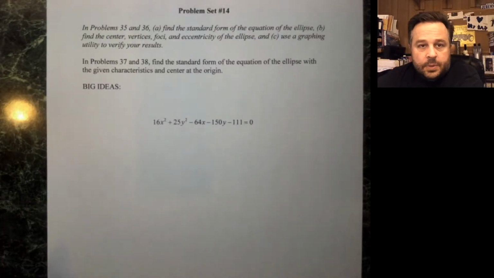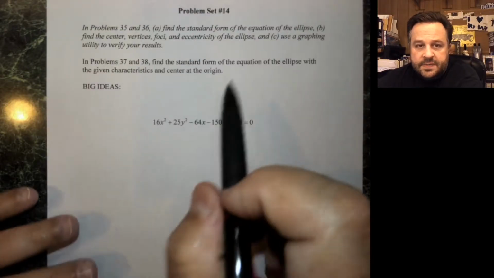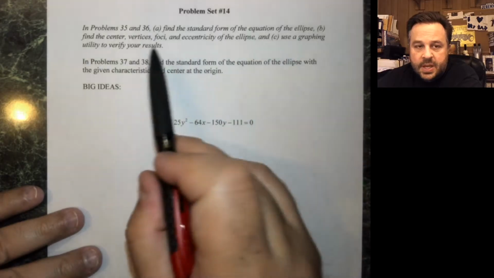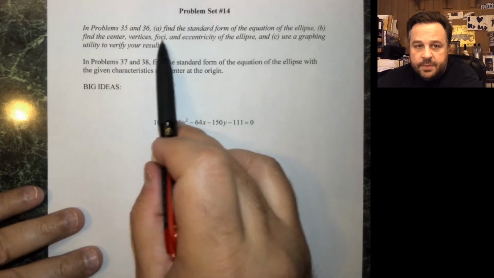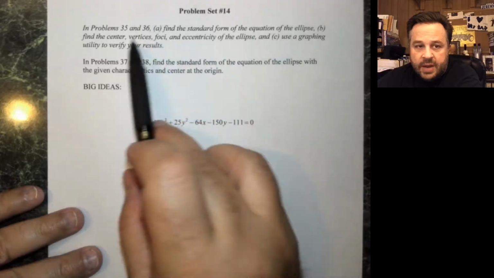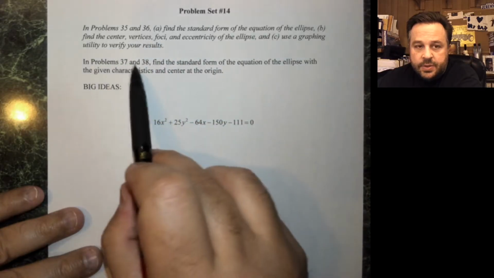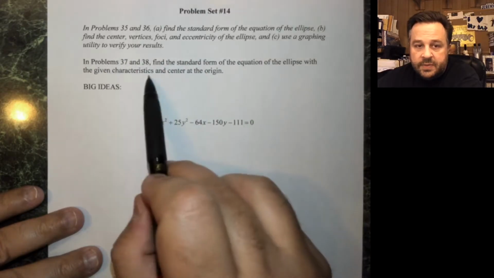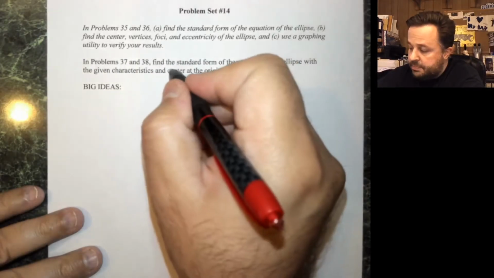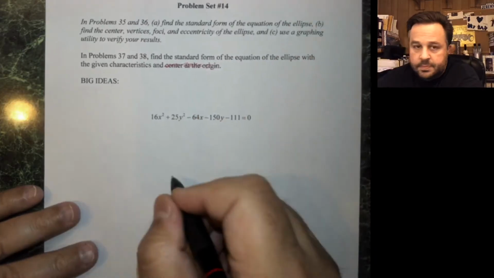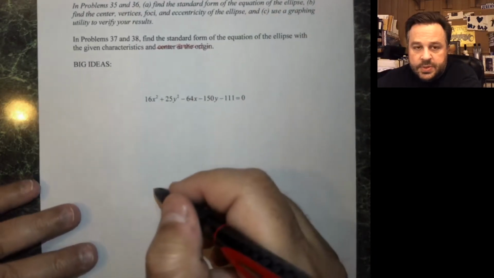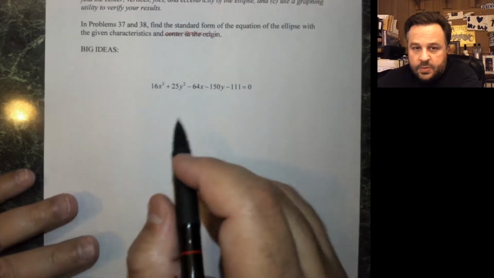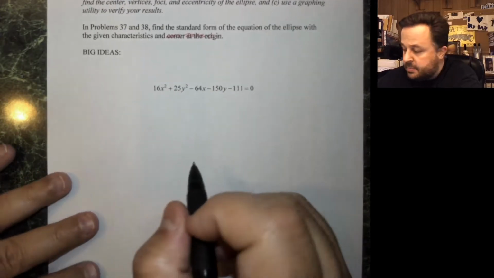All right, problem set 14, numbers 35 and 36. It says find the standard form of the equation of the ellipse, find the center, vertices, foci, and eccentricity, use a graphing utility to verify the results, and then in 37 and 38, find the standard form of the equation of the ellipse with the given characteristics. And the examples there were center at the origin. Okay, so we'll come back to that.